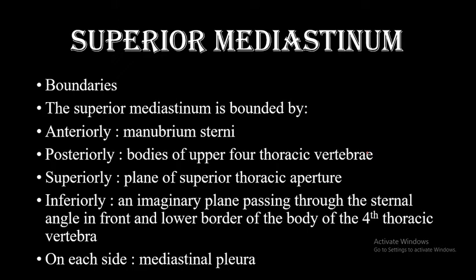Okay, so the superior mediastinal boundary includes anteriorly, as every mediastinum includes the sternum here, the manubrium sterni. Then posteriorly it includes the bodies of the upper four thoracic vertebrae, that is T1 to T4 vertebrae, forming the boundaries of the superior mediastinum. Now superiorly is the plane of the superior thoracic aperture, and inferiorly there is an imaginary line which is passing through the sternal angle in front and the lower body of the fourth thoracic vertebra, and on each side it is bounded by the mediastinal pleura here.